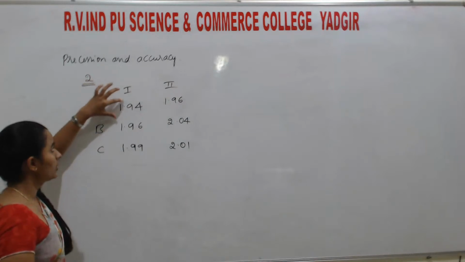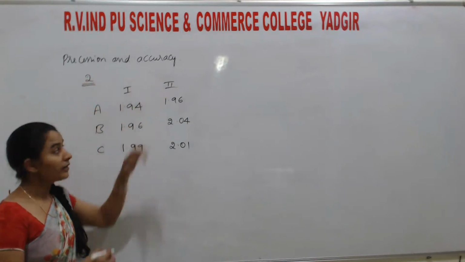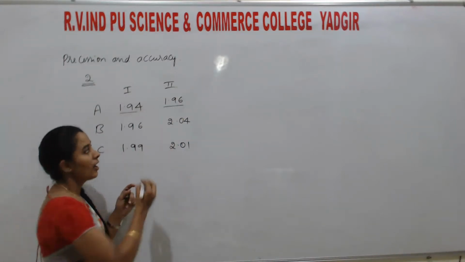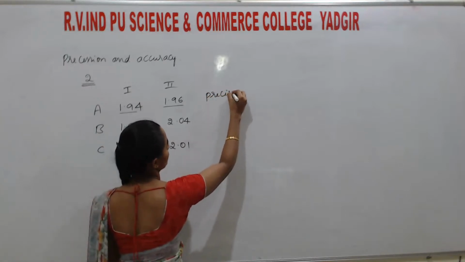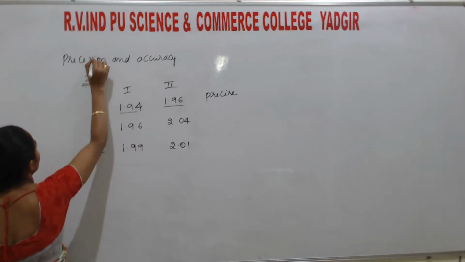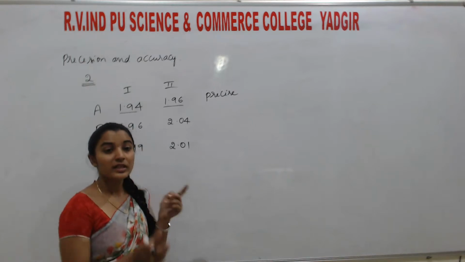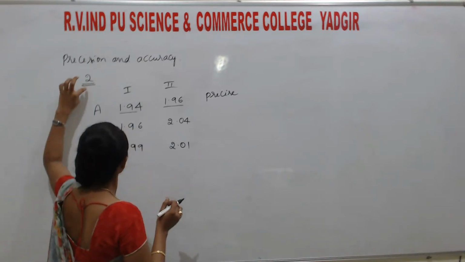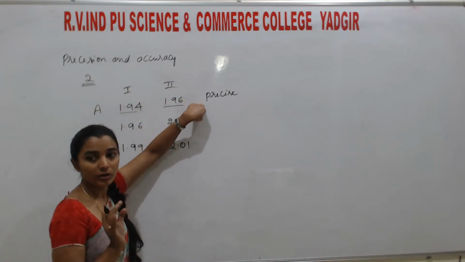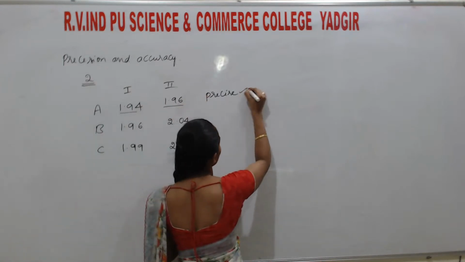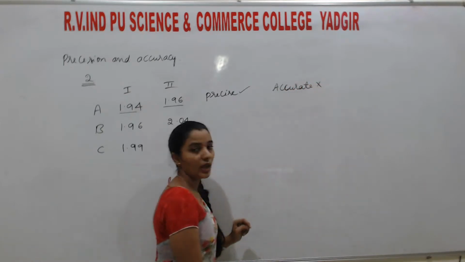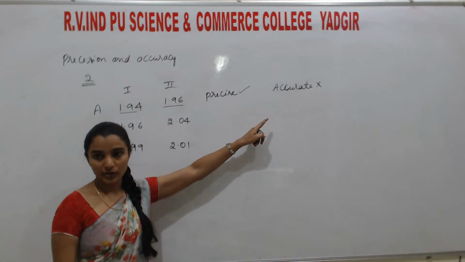So student A got the readings 1.94 and 1.96. They are very close with each other. 1.94 is nearer to 1.96. Of course, these two are precise, means they are very close to each other. But with respect to 2, they are far away. They are not the nearest value. So they are precise but not accurate.